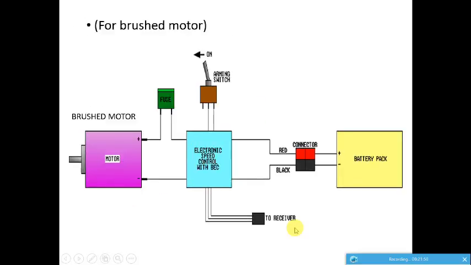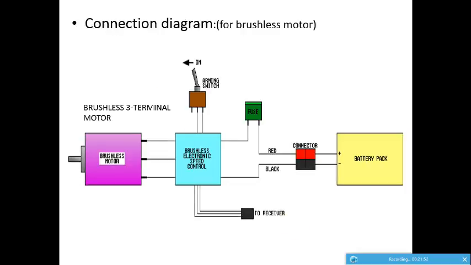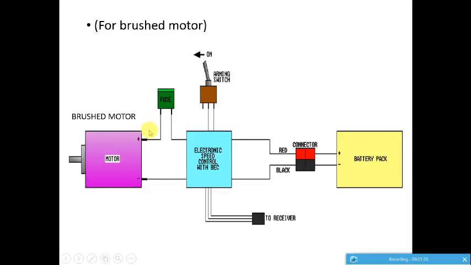Okay, so this circuit was for a brushless motor. For a brushed motor, you'll have only two wires, so that's one of the small changes to be noted.